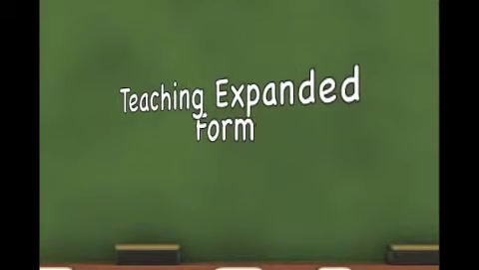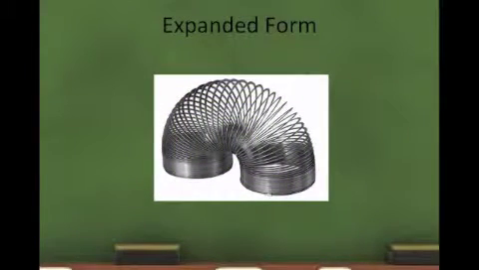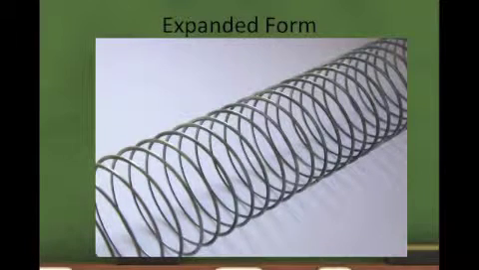Okay guys, I want you to imagine in your mind what a slinky looks like. A slinky is a toy that starts out small but can expand and stretch out. Expanded form is a lot like a slinky. It's taking the number and pulling apart all of its digits so that we can find out the value.